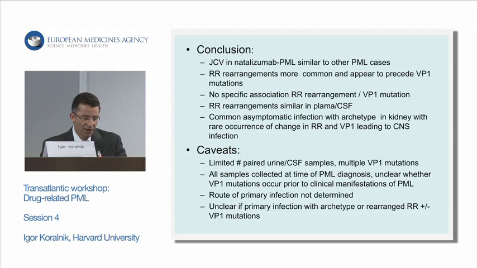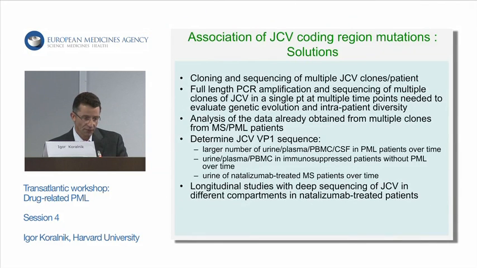The exact route of primary infection has not been determined, and it is unclear if the primary infection occurring in all of us occurs with an archetype regulatory region or an already rearranged regulatory region, plus or minus VP1 mutation. Now, what are the solutions to these problems?